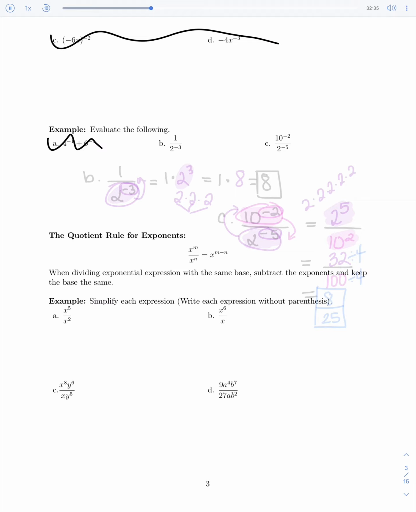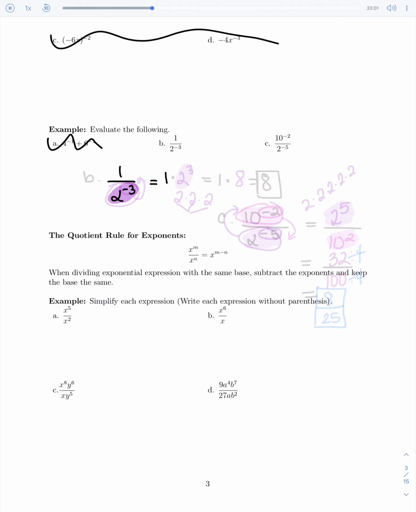Let's take a look at B. In B, let's see, what do we have? We have 1 over 2 to the negative third. So this time we have a negative exponent that we want to deal with, but it's already on the denominator. So just like before, the only thing that moves is the thing that has the negative exponent.